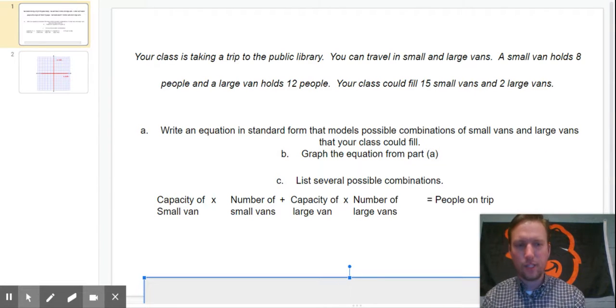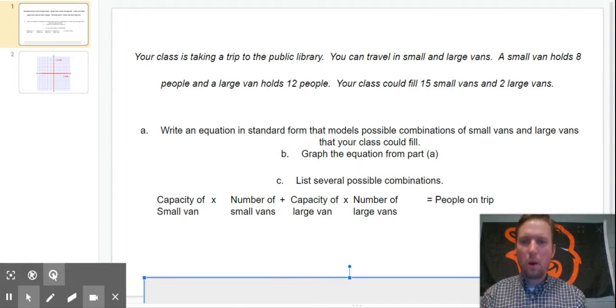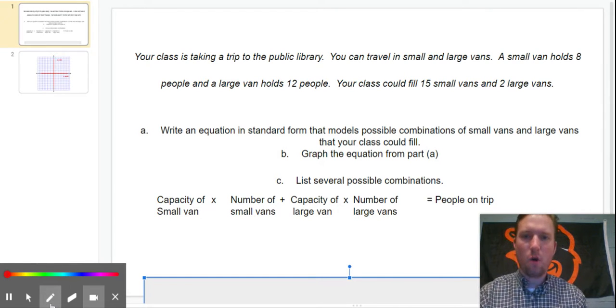Hey guys, welcome back. This is part number 2 of our video lesson today. So in part number 1, we wrote an equation in standard form that models possible combinations.